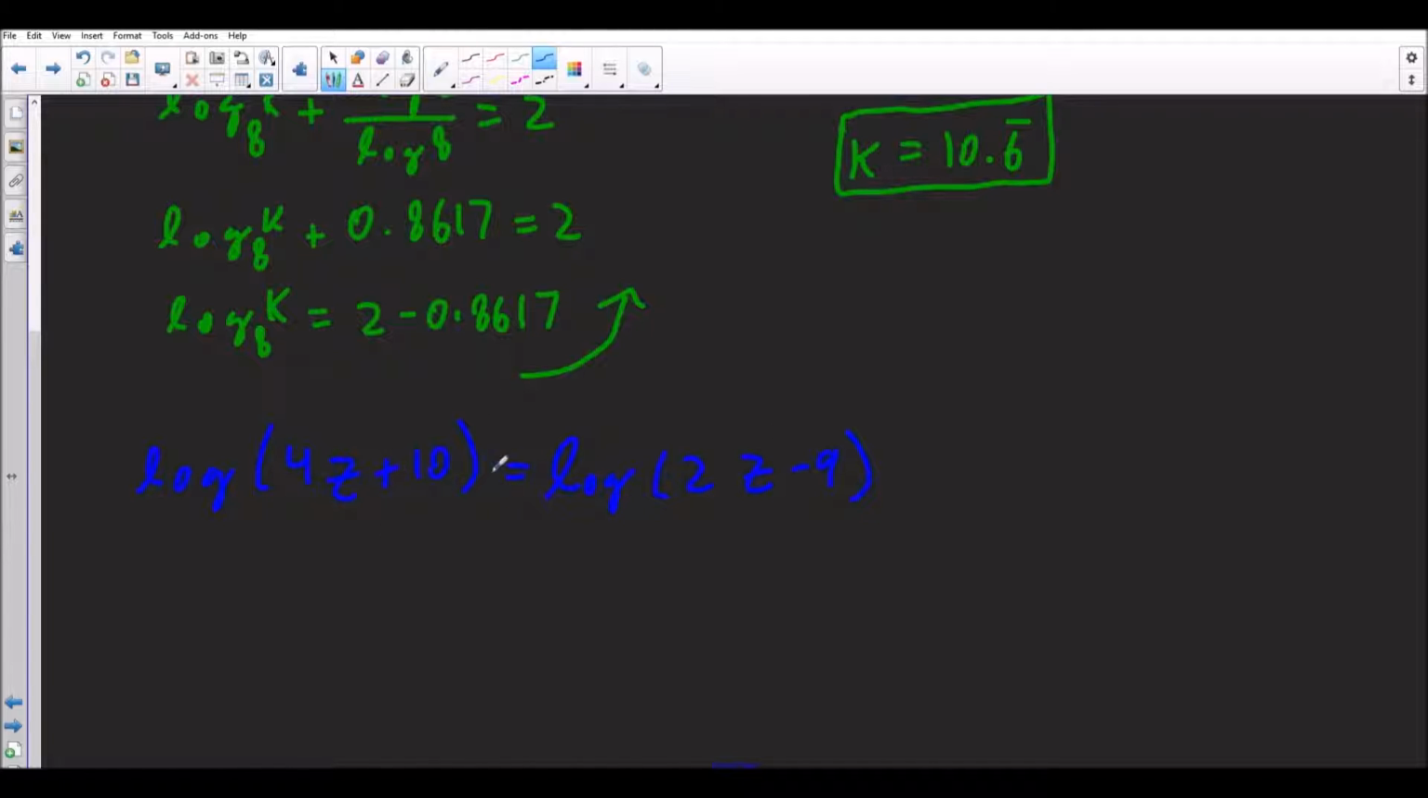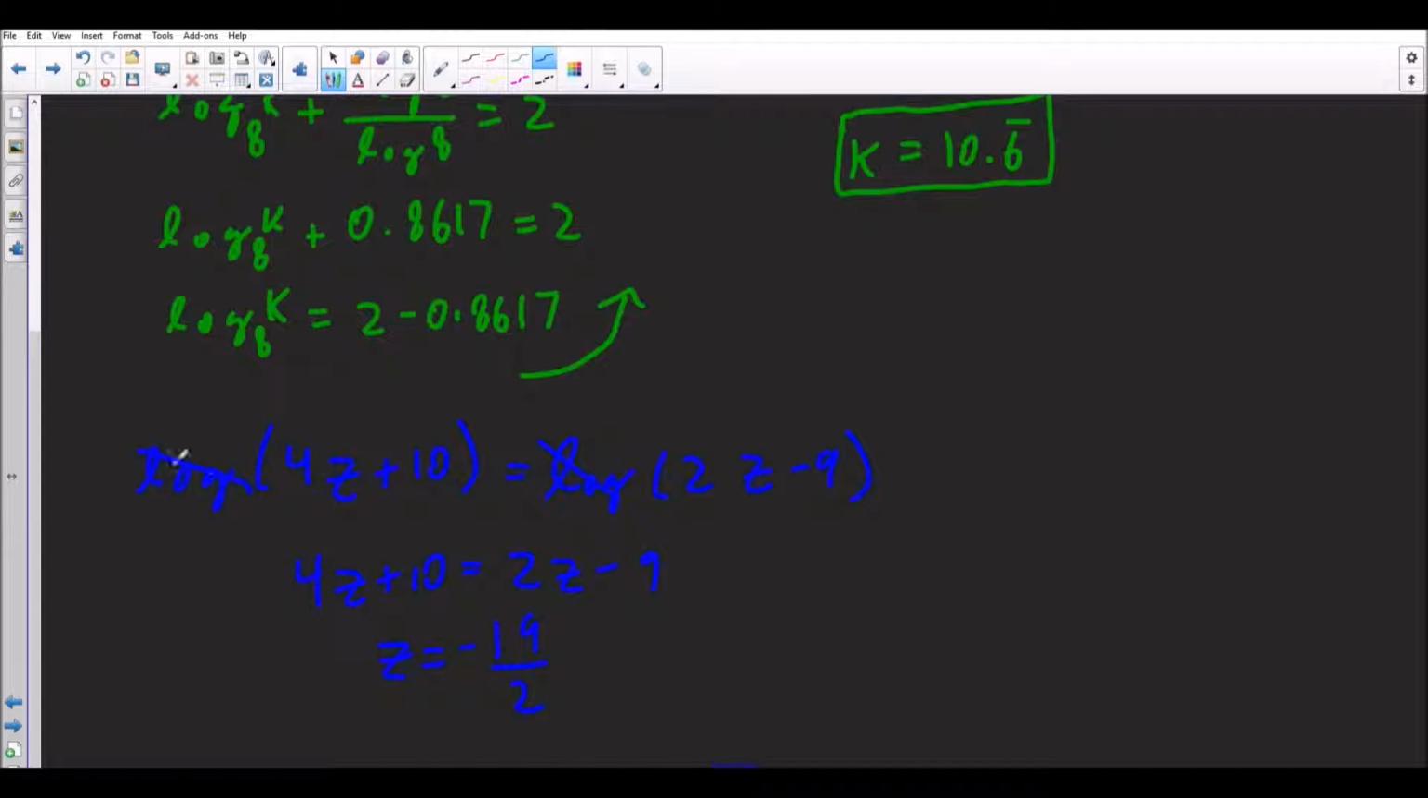But we don't really care about that because if you have two logs with the same bases, you can just write 4z plus 10 is equal to 2z minus 9. You can just cancel out the logs altogether and just write what's inside the brackets if they have the same base. So if they each had a base of 4, you could do the same exact thing. So now this is just basic algebra to solve for z. So z is going to be equal to negative 19 over 2. And if you worked out this algebra, that's what you would get.